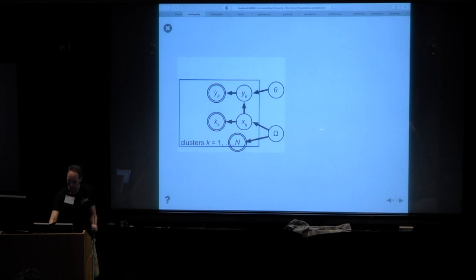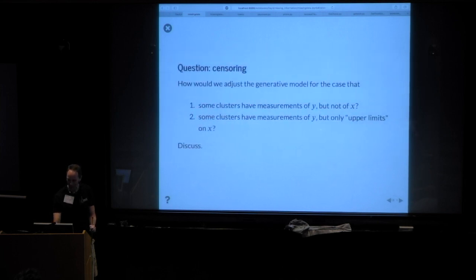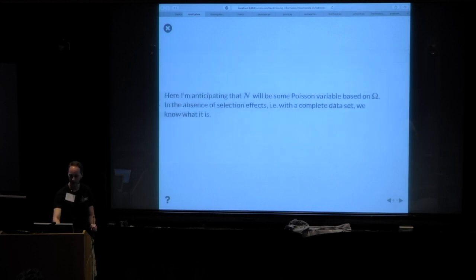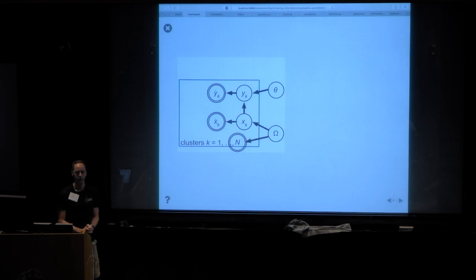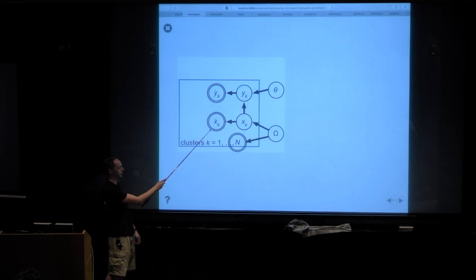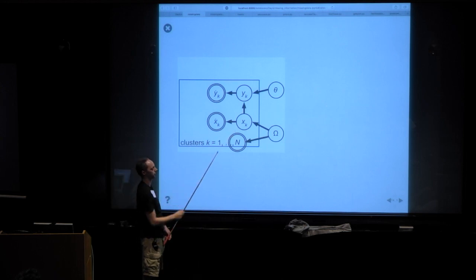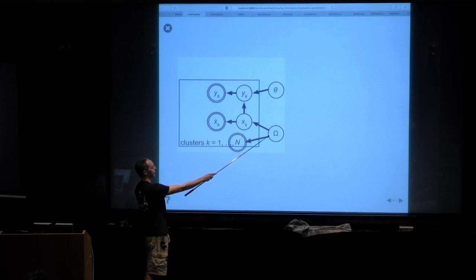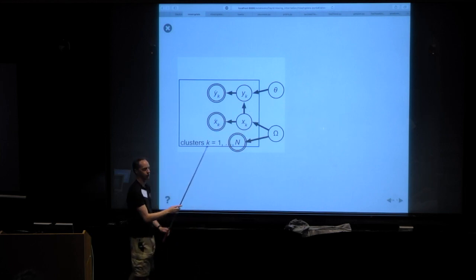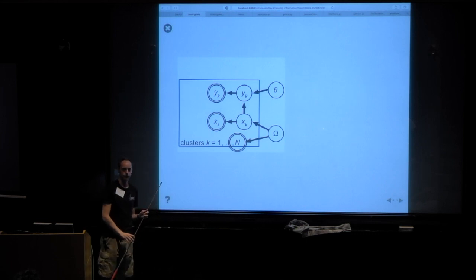Okay, what were the questions actually? Some clusters have measurements of y, but not of x. Okay, so I'm going to claim, basically there's nothing that we have to change other than literally some clusters don't have a data point here. So we don't know what this is. This thing, x, is still part of the model. It still has a prior here, and because we know y, there will end up being some constraint on it, assuming that other parameters are constrained by other data points, if that makes sense.